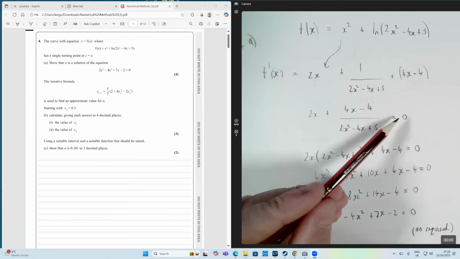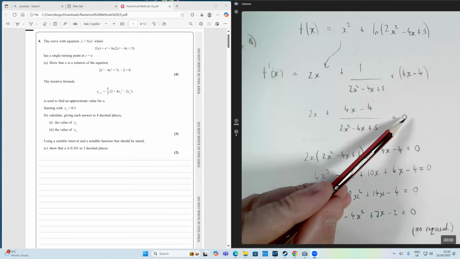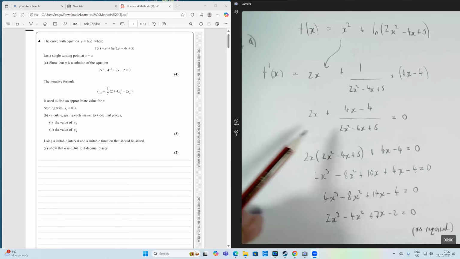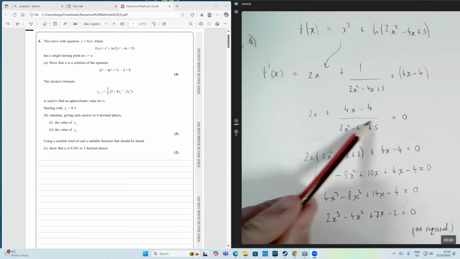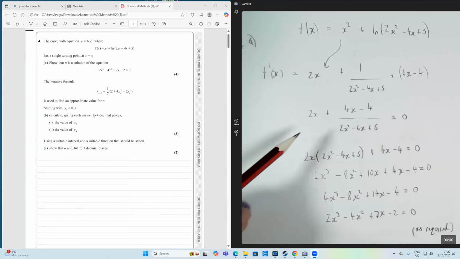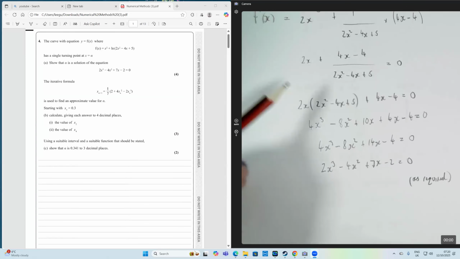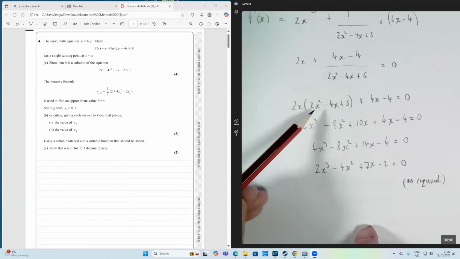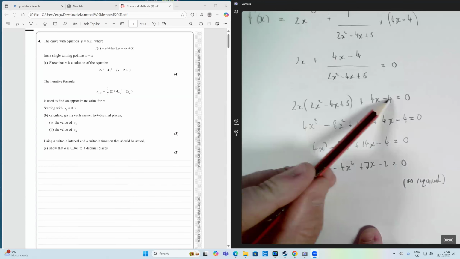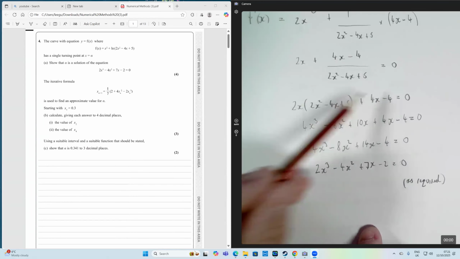Now, in the next step, we set that equal to 0 because it's a turning point. And now we've just got to rearrange this into what's shown in the question. I've multiplied everything by this denominator here. So I've multiplied that one and that one and that one by the denominator. And that gives me this: 2 times 2x squared minus 4x add 5 plus 4x minus 4, because it was divided and now it's been multiplied.